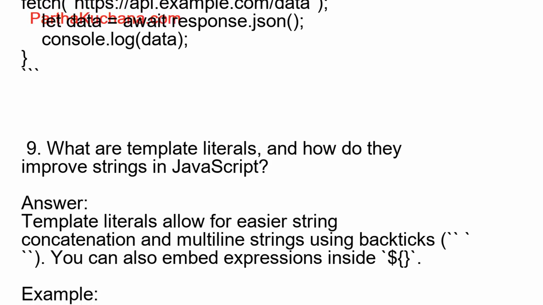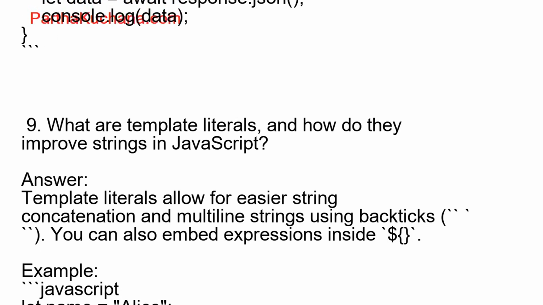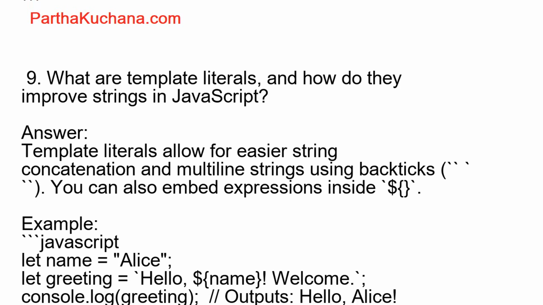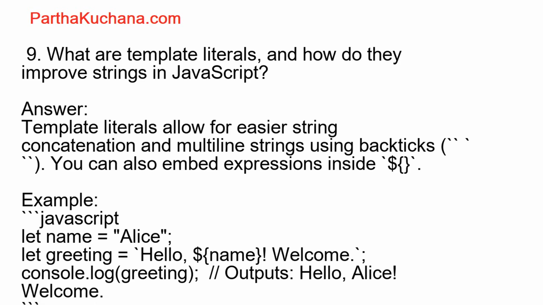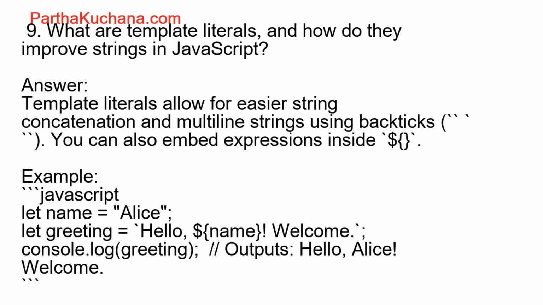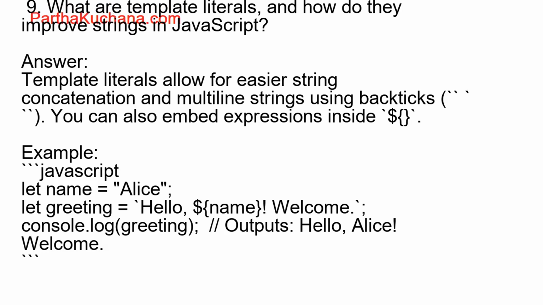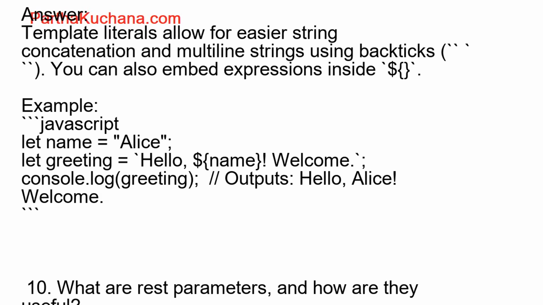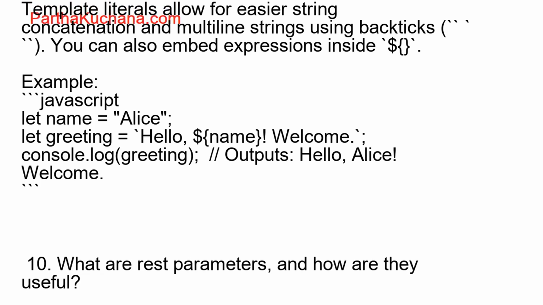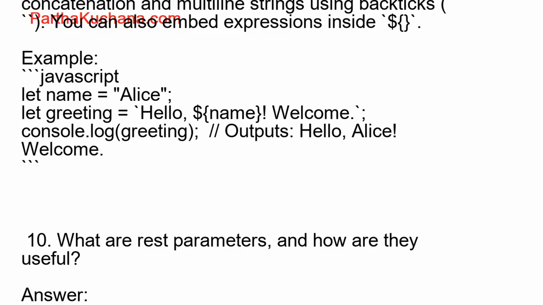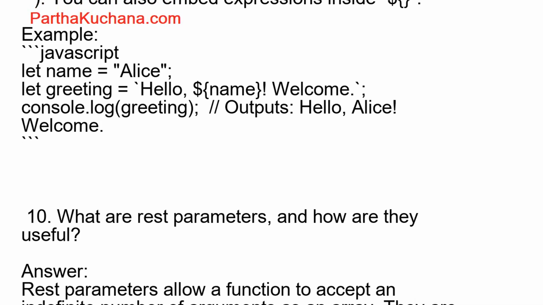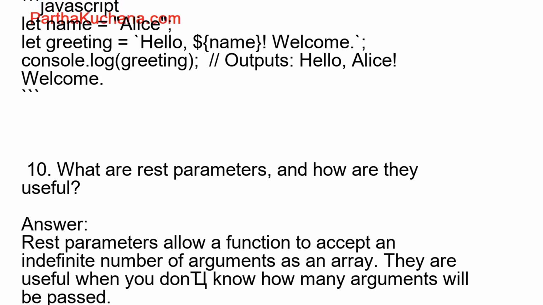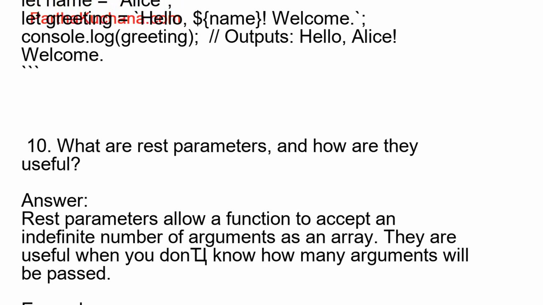10. What are rest parameters and how are they useful? Answer. Rest parameters allow a function to accept an indefinite number of arguments as an array. They are useful when you don't know how many arguments will be passed. Example: JavaScript. function sum(...numbers) { return numbers.reduce((acc, cur) => acc + cur) }. console.log(sum(1, 2, 3, 4)) // outputs: 10.